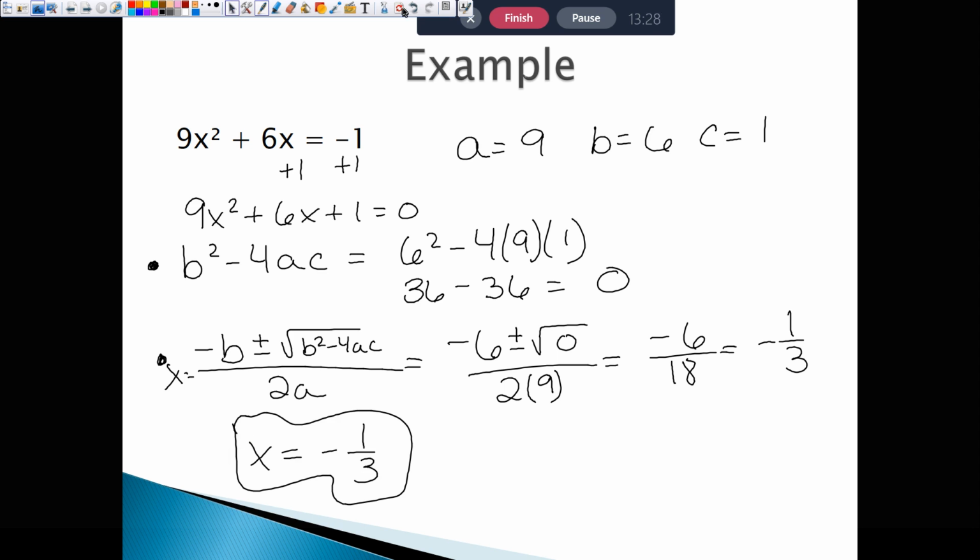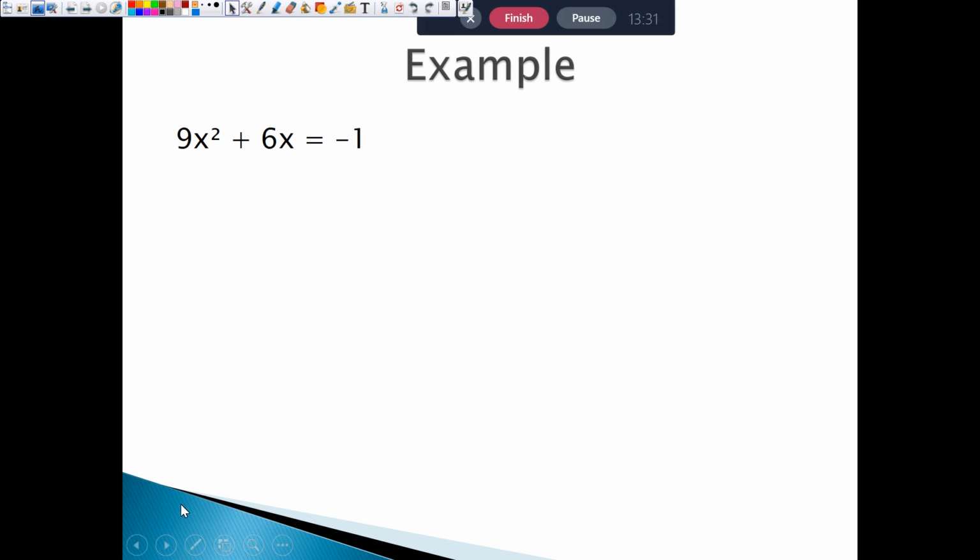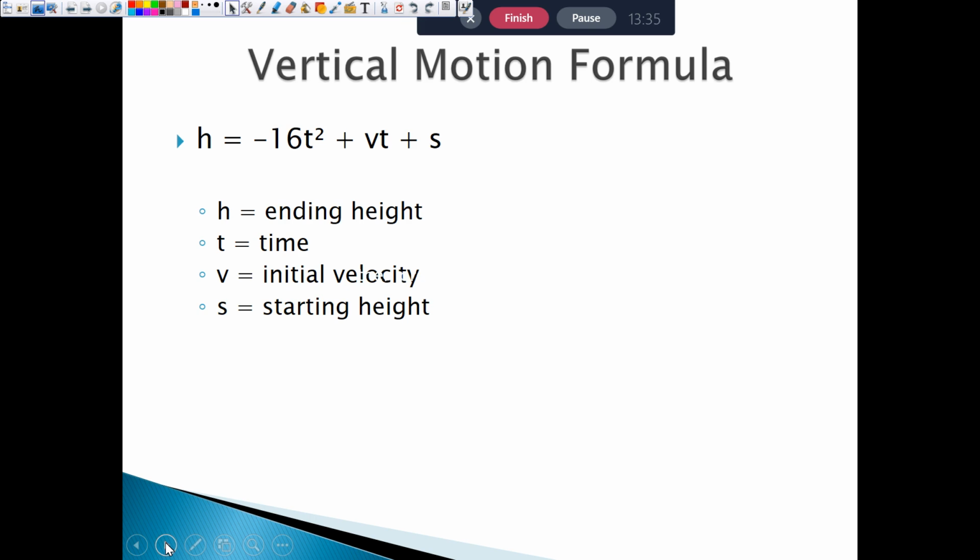They're giving you this formula, the vertical motion formula, which is h equals negative 16t squared plus vt plus s, where h is the ending height, t is the time, v is the vertical velocity, and s is the start height. So we are going to substitute values in for v and s and find t. This should look exactly like a quadratic equation. The only thing that's different is that there's t's instead of x's. Once we substitute our values in, it won't be any different.